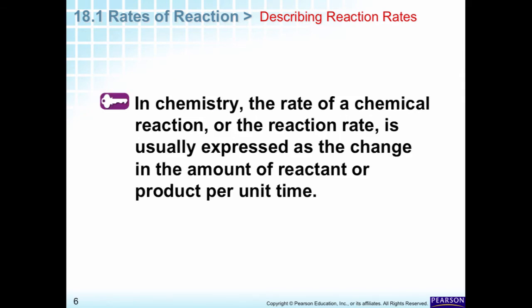So we call reaction rate the rate of a chemical reaction. Usually we say rate is the change in the amount of reactant or product per unit time. So how much reactant is used up or how much product is produced for a given amount of time. It could be seconds, it could be minutes, it could be hours, days, weeks, years, centuries.